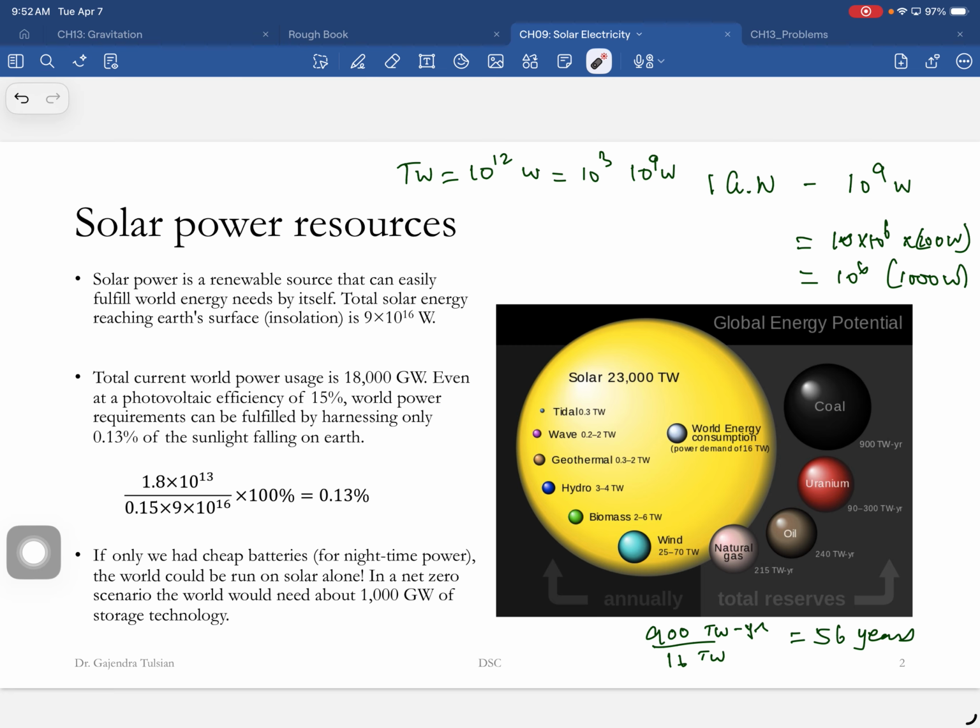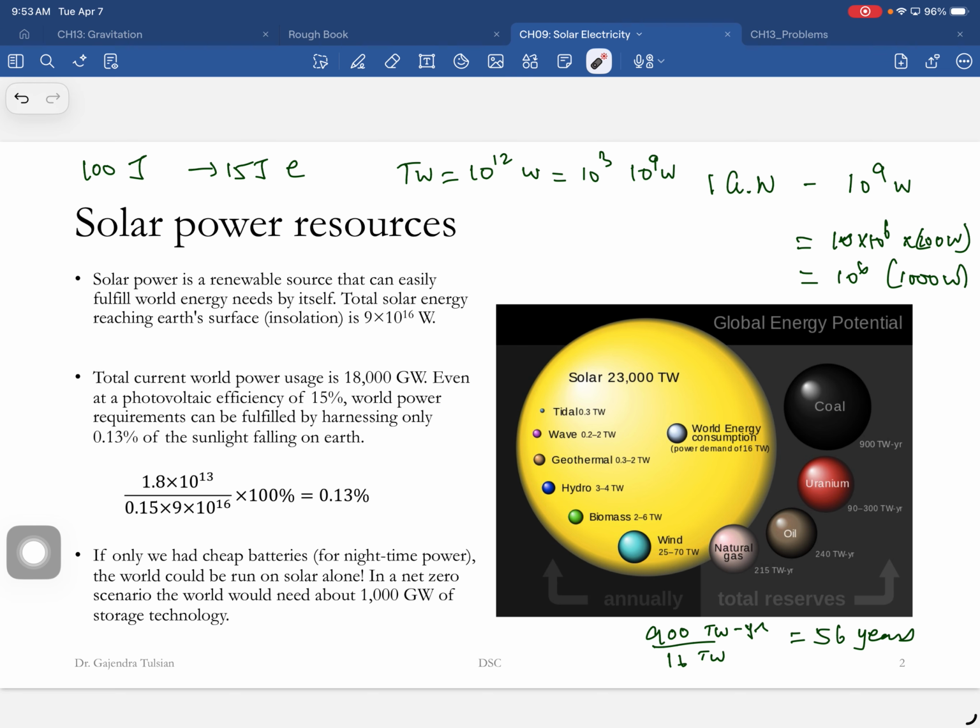So even with a photovoltaic efficiency of 15%, world power can be fulfilled by harnessing only 0.1% of the sunlight falling on Earth. Okay? 1 part in 1,000. That's all you need to do. Harness 1 part in 1,000 of the sunlight falling. So the only problem is if you only had cheap batteries for nighttime power, the world could be run on solar alone. Okay. So if you want to become a billionaire or a trillionaire, go invent a cheap battery.